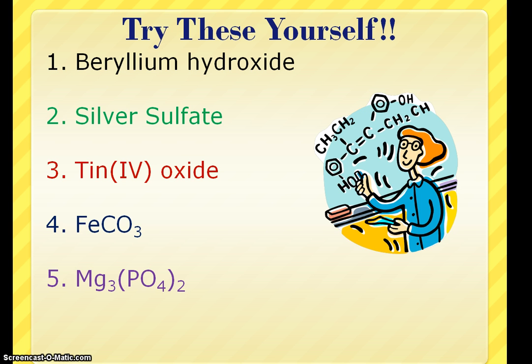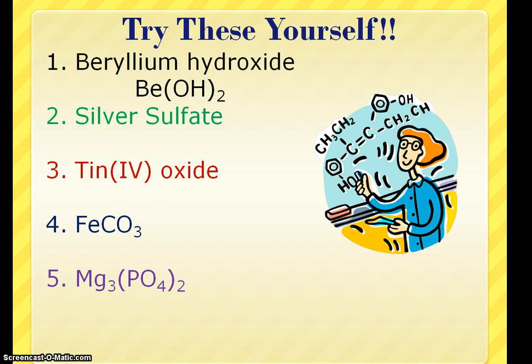Okay, so here we go, checking our answers. Beryllium hydroxide. Beryllium is Be+2. Hydroxide is OH-1. It's one of those polyatomic ions, and it's one of the ones that doesn't end in ATE or ITE, so it's sometimes hard to find.